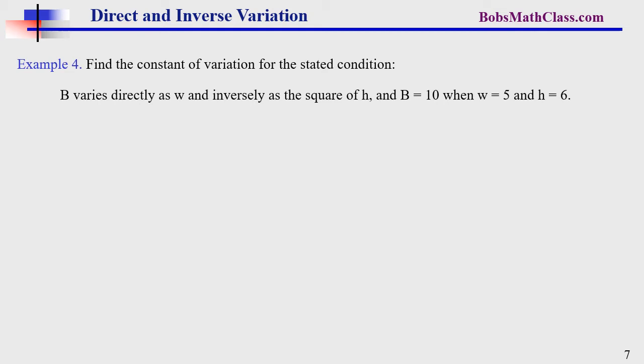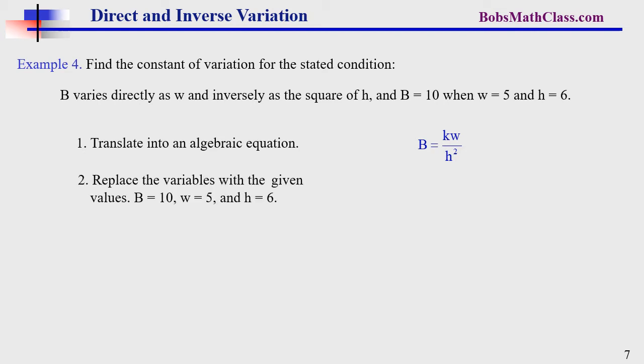Okay, another similar problem. Again, find the constant of variation. B varies directly as W and inversely as the square of H. Okay, let's translate. B varies, that's B equals. We have a W in the numerator, and then in the denominator, the square of H. So K times W over H squared. Don't forget the K.